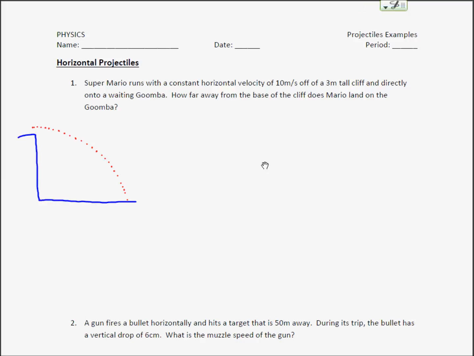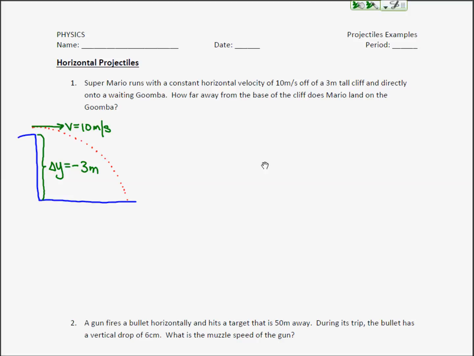There are a few things that we can label in our picture here. First, we can label our velocity. This is going to be horizontal, and we know that this is a velocity of 10 meters per second. We also know that the cliff is 3 meters tall. So the distance from here to here is 3 meters. Since this is a vertical displacement, that's a delta y. And because Mario's going to fly off and start falling down, we're going to call this negative 3 meters.